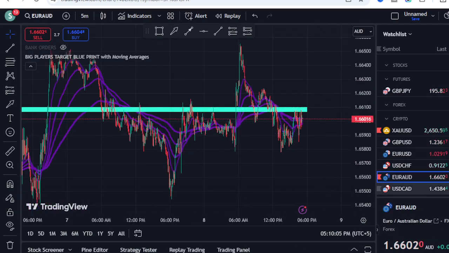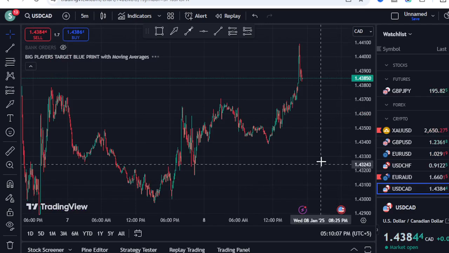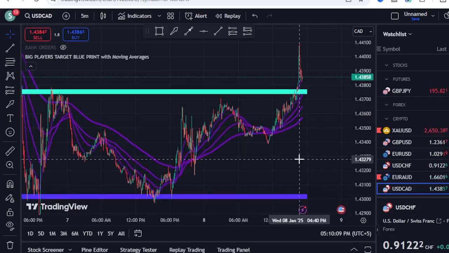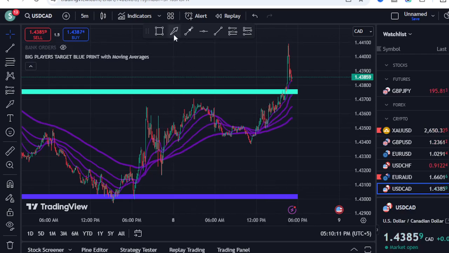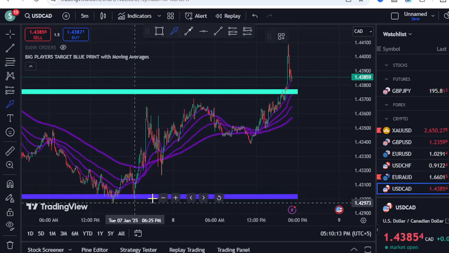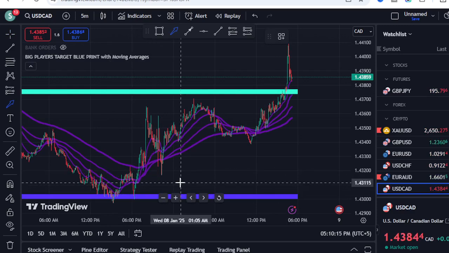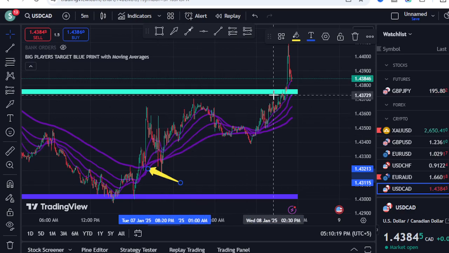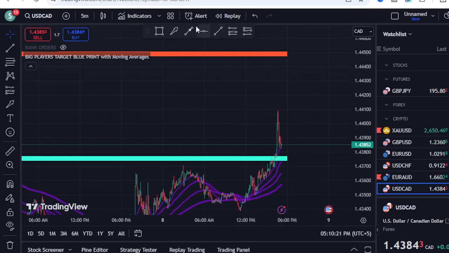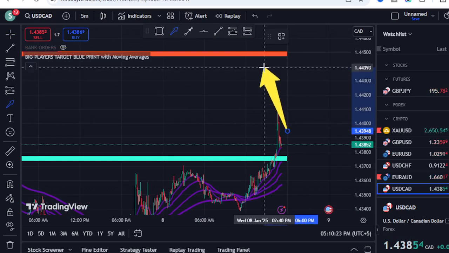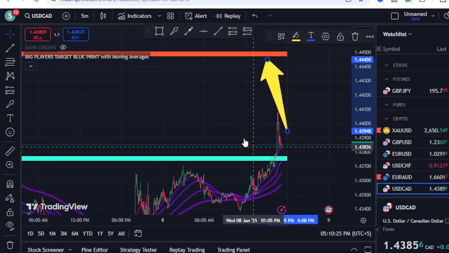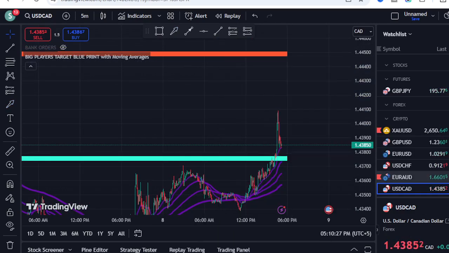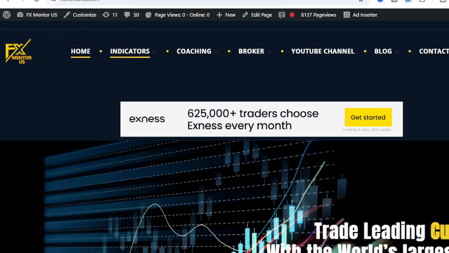Okay, the market is ranging here, so let's leave that pair. Okay, USD CAD. USD CAD is very important. Now you can see we will not plan any trade at the blue level. You will wait for the two moving averages to cross over like this, and then you will first target the green level, and then if the price still wants to go up, then our second target will remain the top green line. And these are the most powerful indicators for TradingView.